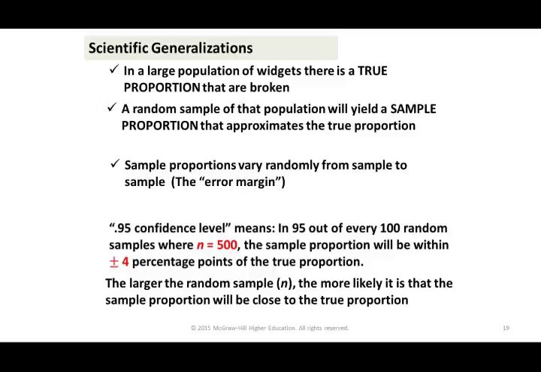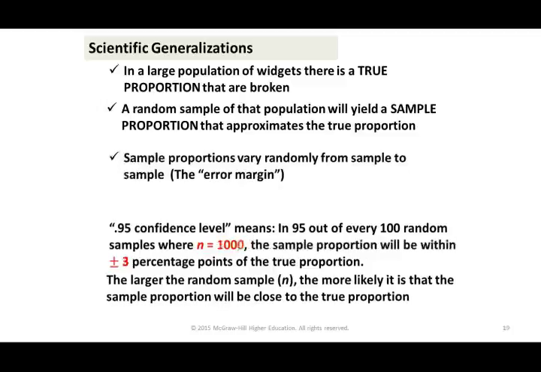A 95% confidence level means that in 95 out of every 100 random samples, where the number is, for example, 500, the sample proportion will be within 4% of the true population. Look at your book here, right? On table 11.1, at 500, we're plus or minus 4. So if I sample 500, doesn't matter the size of the target population, if I sample 500 of whatever, I know that I'm going to be within 4 percentage points of the true population.